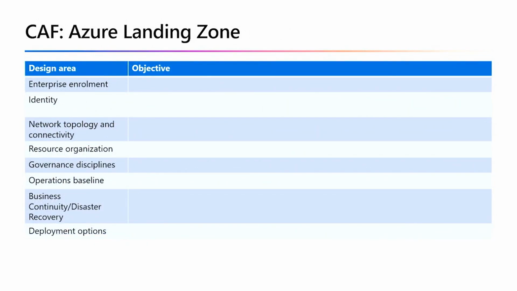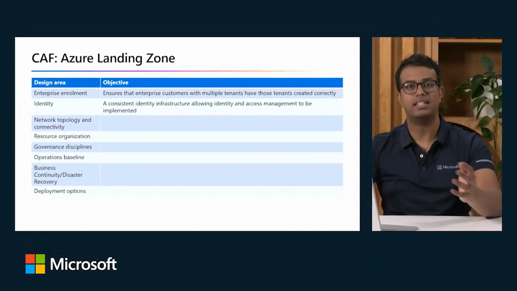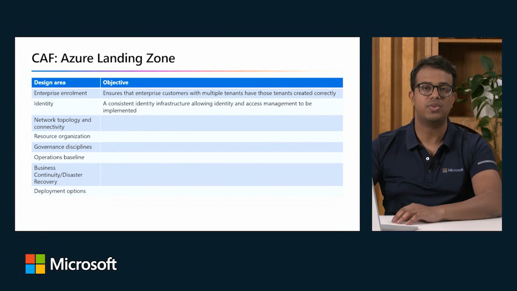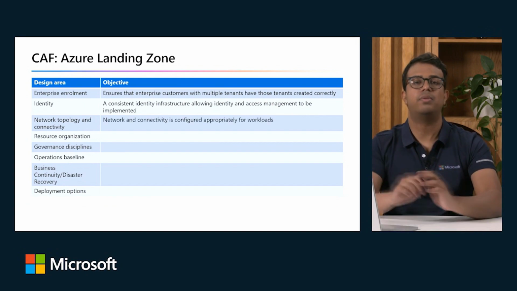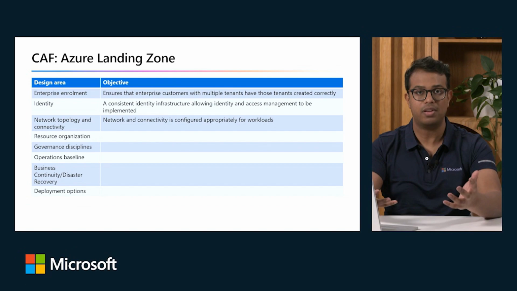Azure Landing Zones help to provide a scalable, modular approach to building out a common set of design areas. Implementing a landing zone can go a long way to assisting you with your migration, from deploying a first application to performing a large amount of workloads. The first design area to look at is enterprise enrollment, where you will be focusing on ensuring enterprise customers with multiple tenants have those tenants created correctly. Identity is also an important focus, making sure that you have a consistent identity infrastructure that is implemented. Network topology and connectivity should be configured appropriately for workloads.